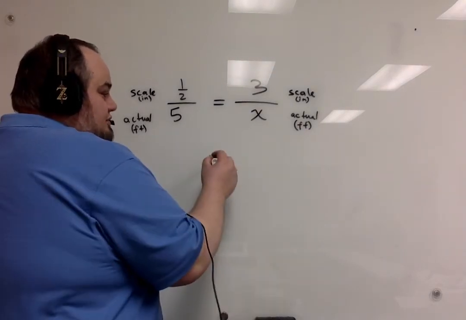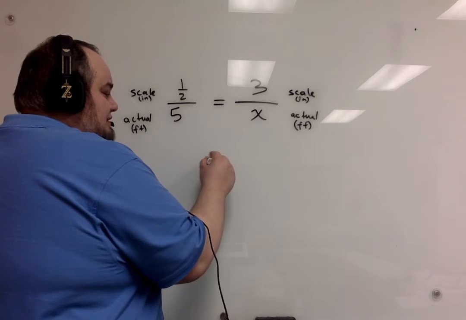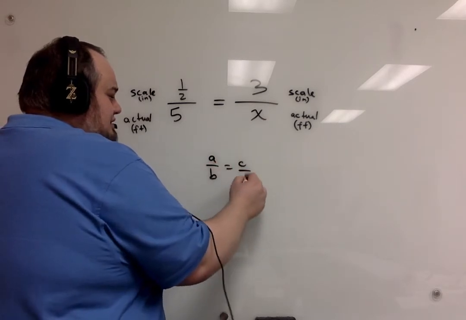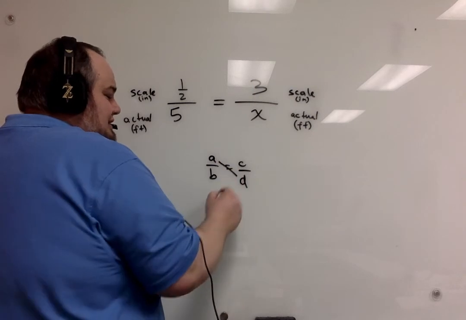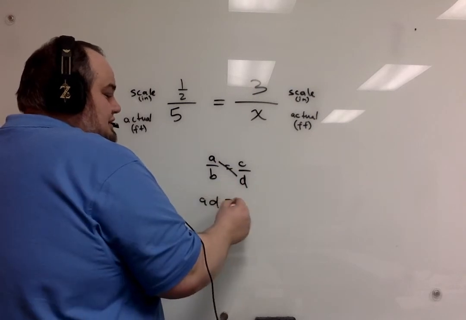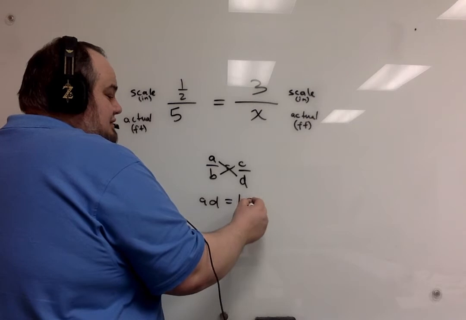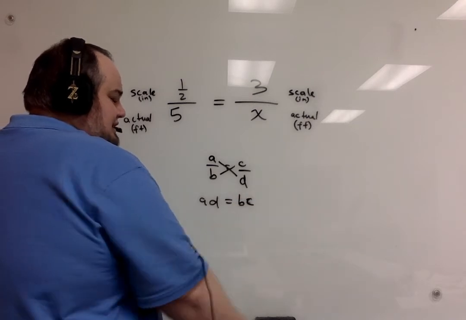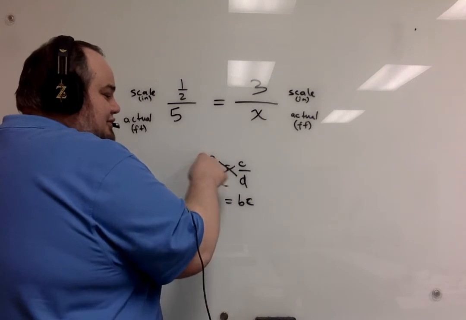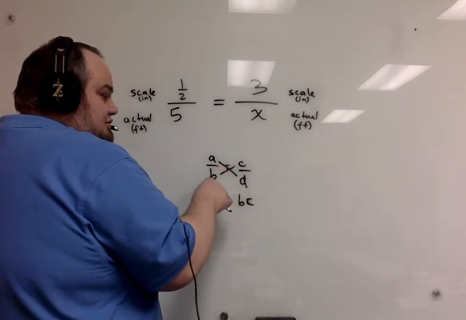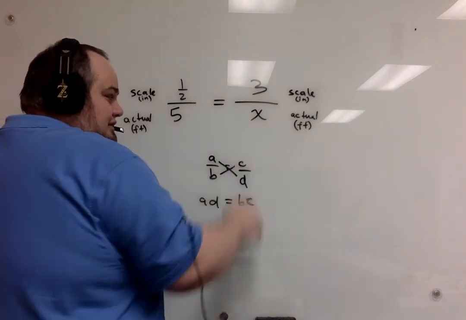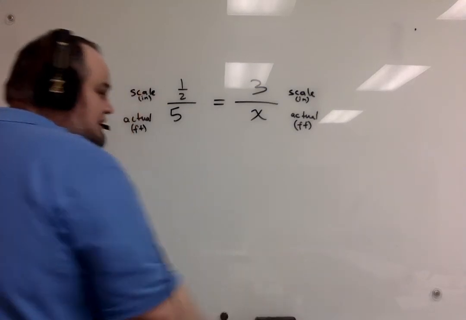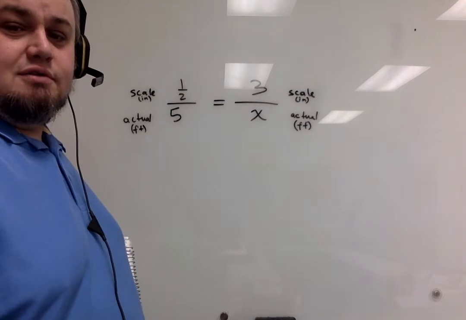So let's just look at a really basic example first. Let's say we have A over B equals C over D. Cross multiply, you do A times D is equal to B times C. So that's cross multiply: top of one times bottom of the other equals the bottom of the first one times the top of the other. So we call that cross multiplication, and that's what we use to solve a proportion.